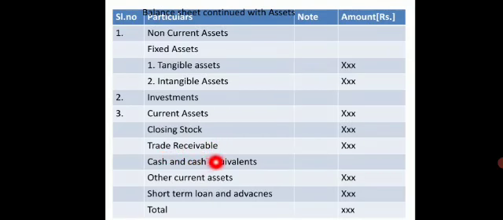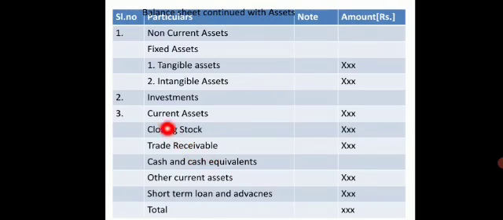Now coming to cash and cash equivalents, it is nothing but cash in hand and cash at bank, which is highly liquid. Then you have other current assets. Apart from these, if any other current assets exist, they have to be shown here. Next, you have short-term loans and advances. Short-term loans and advances are none other than the outstanding incomes or prepaid expenses that have been made.